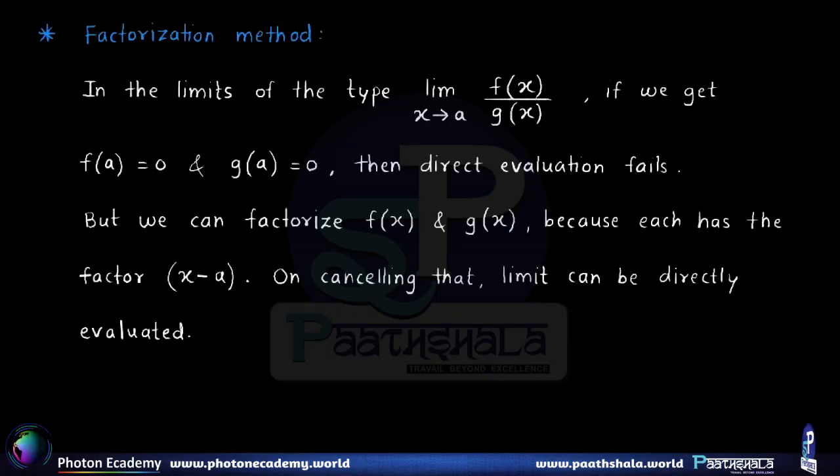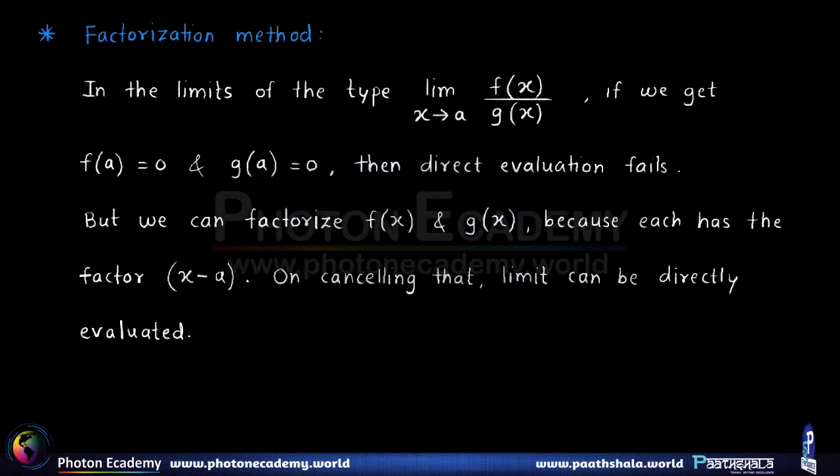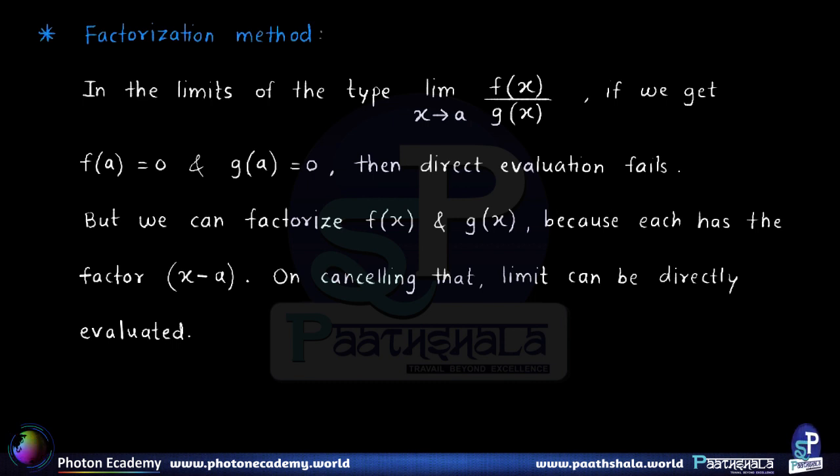Now let us study the second method, that is a factorization method to evaluate the limits. In the limits of the type limit of f of x upon g of x when x tends to a, if we get f of a equal to 0 and g of a equal to 0, then the direct evaluation fails. But we can factorize f of x and g of x because each has the factor x minus a. So on cancelling that, the limit can be directly evaluated.